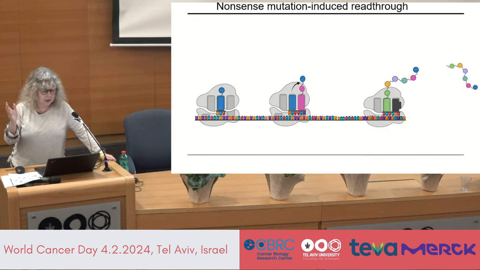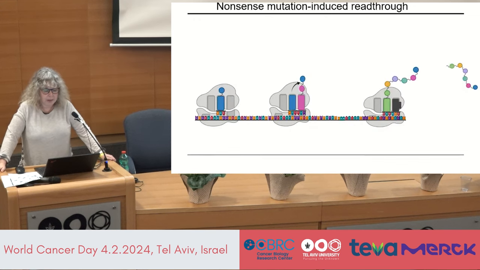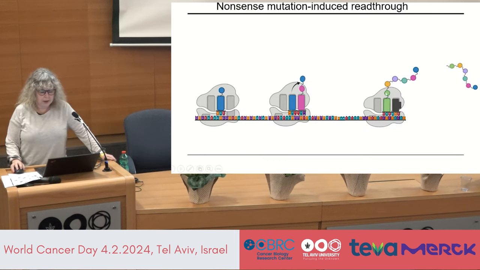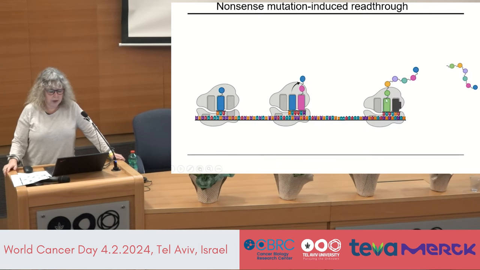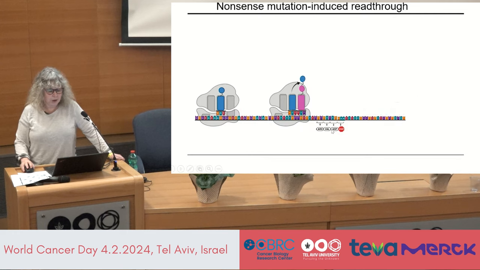Now this idea has been around for a long time, over 30 years. Here's an illustration of the translation of a wild type normal protein with a ribosome bound to the mRNA. When the ribosome reaches the normal stop codon, we have release of a full length functional protein. However, if we have a stop codon in the middle of the reading frame, the complex will disassemble and we find release of a truncated, usually nonfunctional protein.